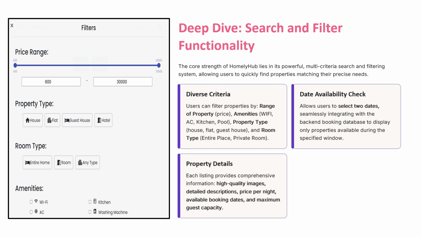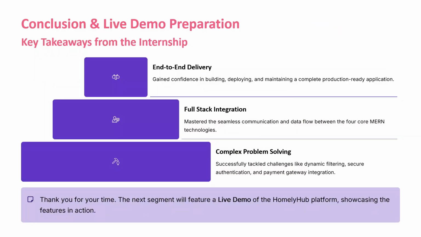If we click on each property, you will see the high quality images and the detailed description: what the property is, what it offers, the price per night, the dates the property is available for booking, and the maximum number of guests. So this is, in brief, how we can provide filter options and the search functionality.